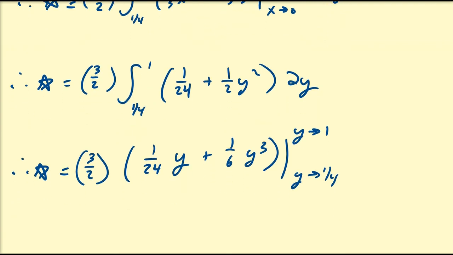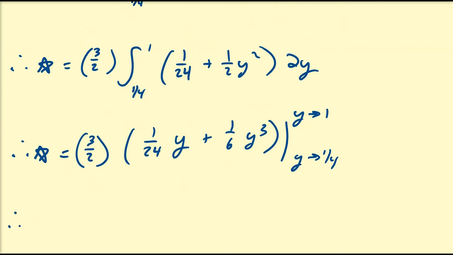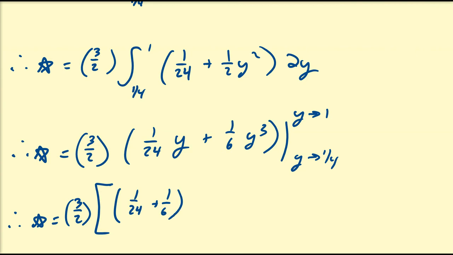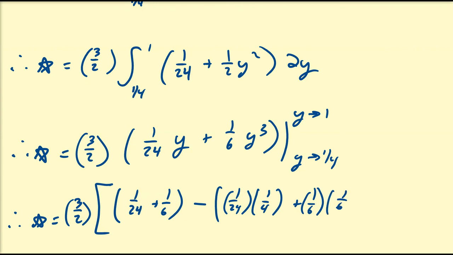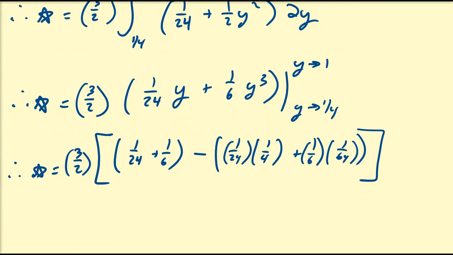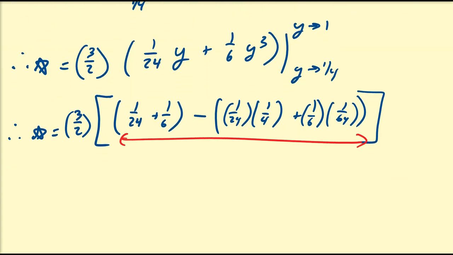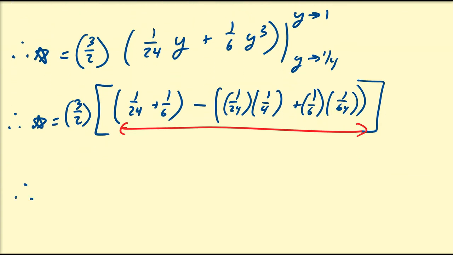Now both terms have y and neither of these limits is 0, so we're going to have some fraction action to deal with. So we're going to have 1/24 plus 1/6, which is what you get when you plug in 1, minus what you get when you plug in 1/4. So we have 1/24 times 1/4 plus 1/6 times 1/4 cubed, which is 1/64. So that's a journey for which you may give your younger siblings or whoever if they've learned fractions.